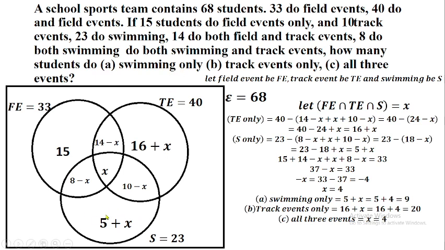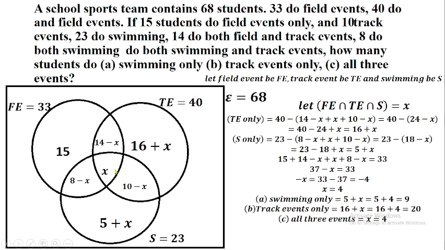That means they want us to know swimming only here, track event only here as well. Then all the three subjects. So this is the question. So we don't know how many of them did all the three events. So we can say that let x represent field event intersection track event intersection swimming. So that means all the elements here, you can say it is x. So you can represent the people that did all the events to be x.